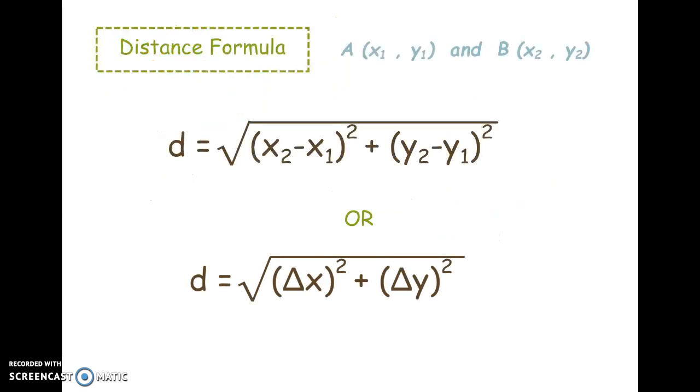Here's the real distance formula. You can go ahead and write this in that box where it says distance formula. You have one of your x values minus the other one, and you square it. You have a y value minus the other one, and square it. Add that together, take the square root. Easy peasy.